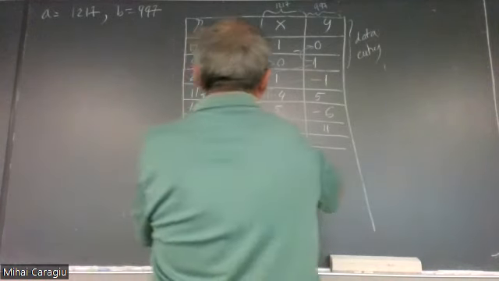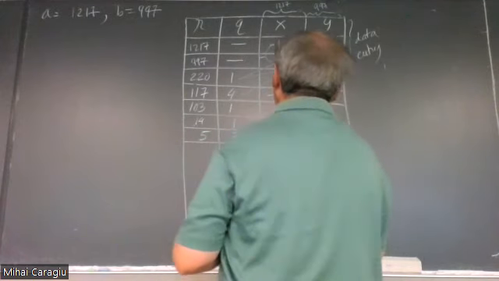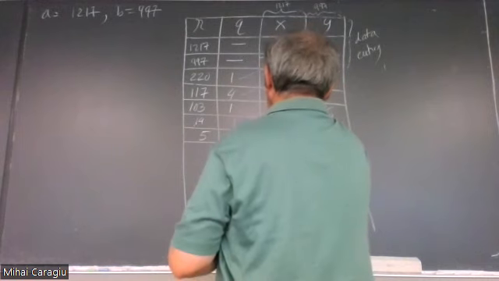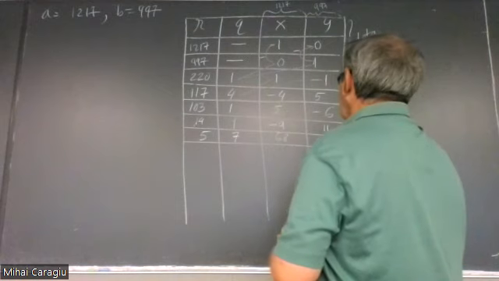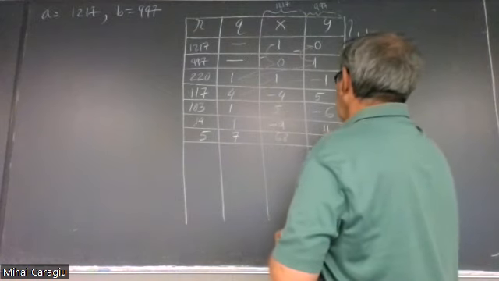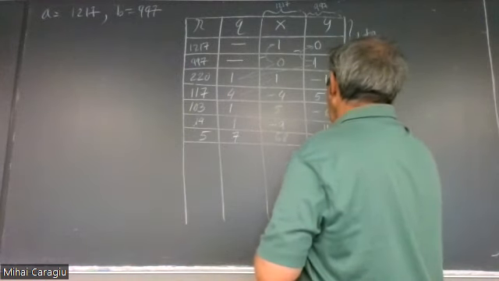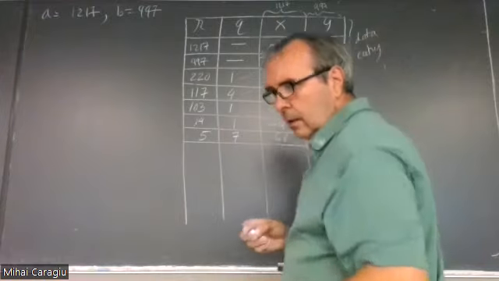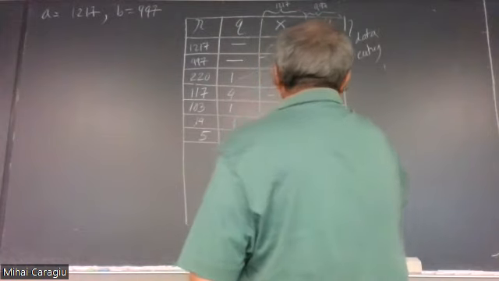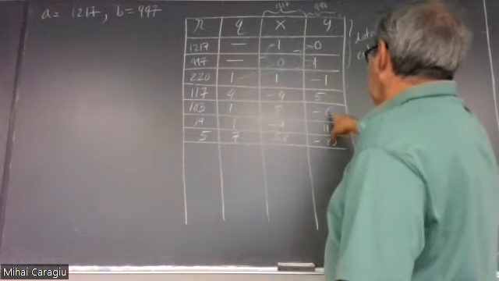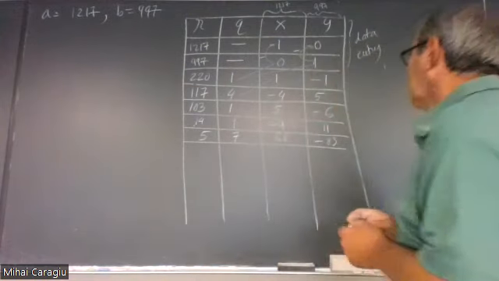Multiply and subtract. 7 times minus 9 is minus 63. Subtract minus 63 from 5 is 68. 7 times 11 is 77. Subtract 77 from minus 6: minus 6 minus 77 is minus 83.